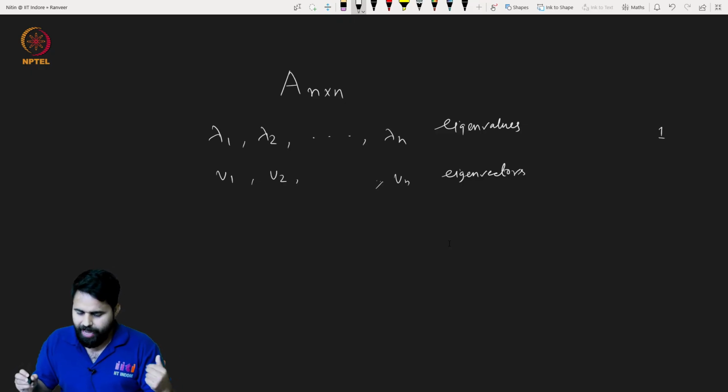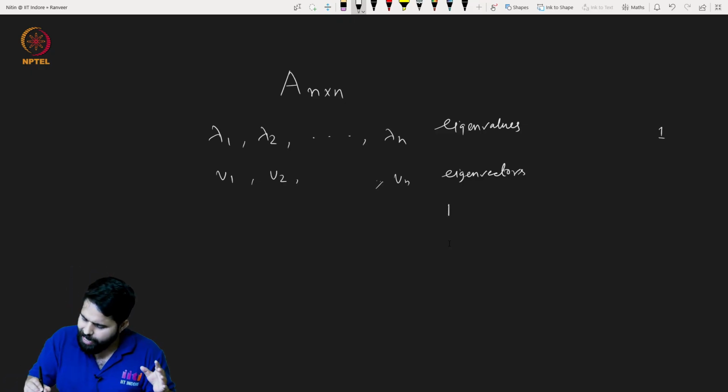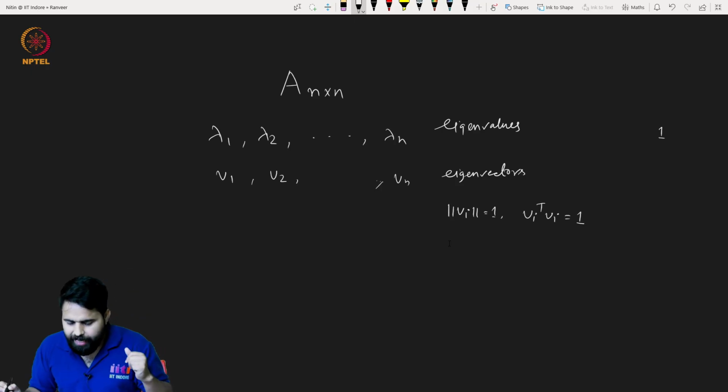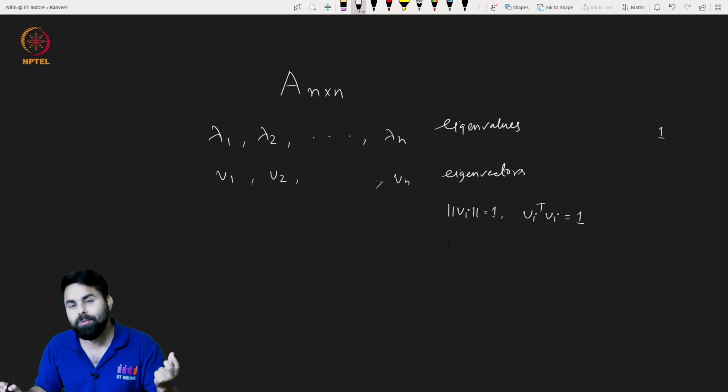For simplicity, I will take these eigenvectors as normalized eigenvectors. That means for every eigenvector the norm is equal to 1, which essentially means that vi transpose vi gives you 1. Very simple. Now let us write this in matrix form. Then the use of these eigenvectors and eigenvalues will be apparent.